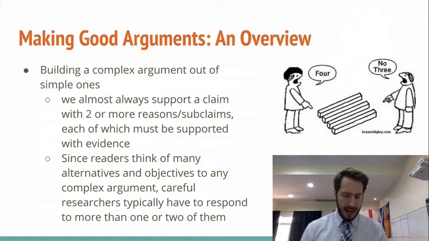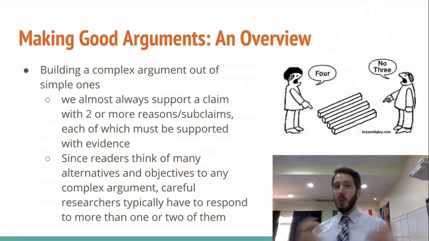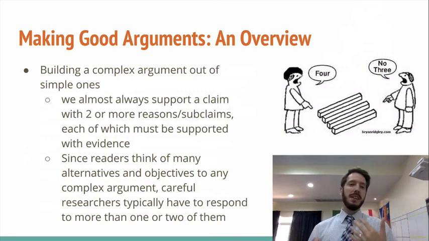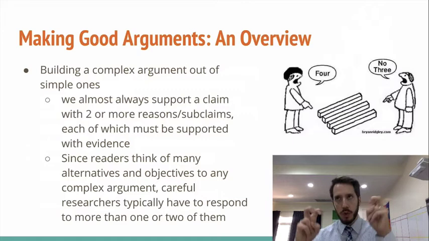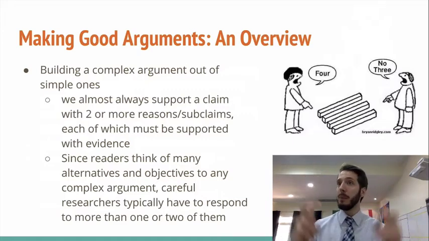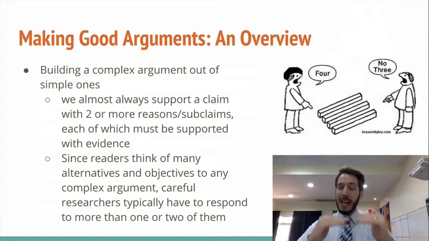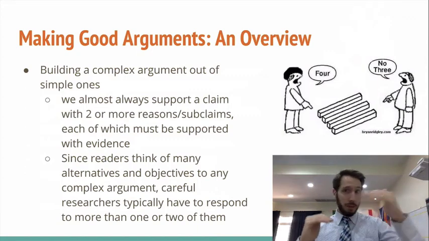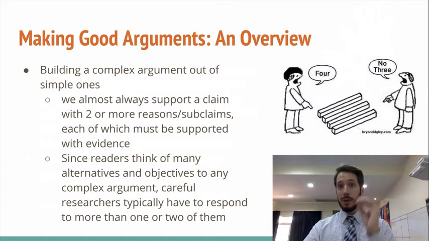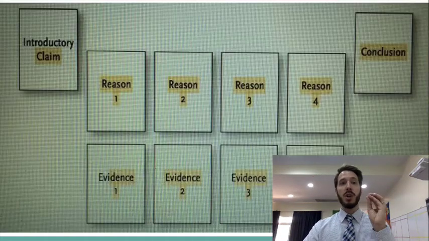One tip to make good arguments is to build a complex argument out of simple ones. We almost always support a claim with 2 or more reasons or subclaims, which have to be supported with evidence. And again, introduce your counterclaims. Now, does that mean you have to have at least 2 subclaims to a claim? That's not the case. This isn't a core class where you have to have a minimum. You need as many subclaims as you have to, and subclaims of those subclaims, to fully answer that research question. Remember, the goal is to answer the research question.